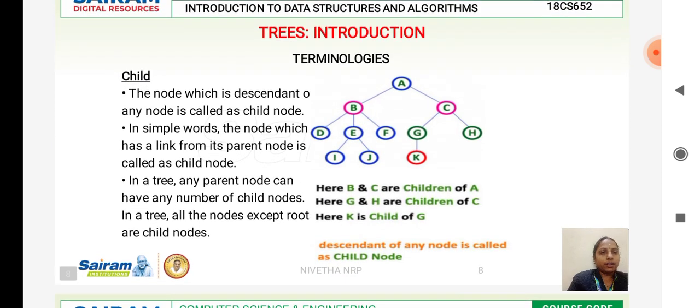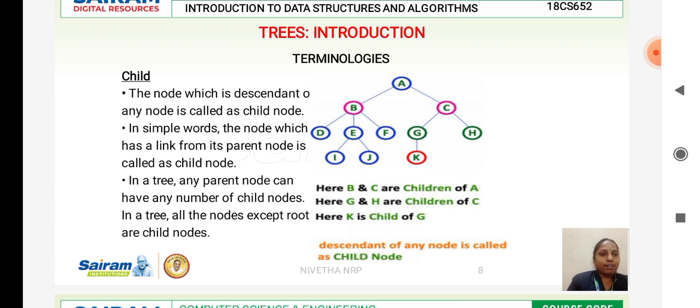Here, A is the root node, and B and C are the children of A. A acts as a parent node, and for B, the child nodes are D, E, F. A child node is nothing but a descendant node. For a particular node, what has emerged from that node, we say that as a child node.